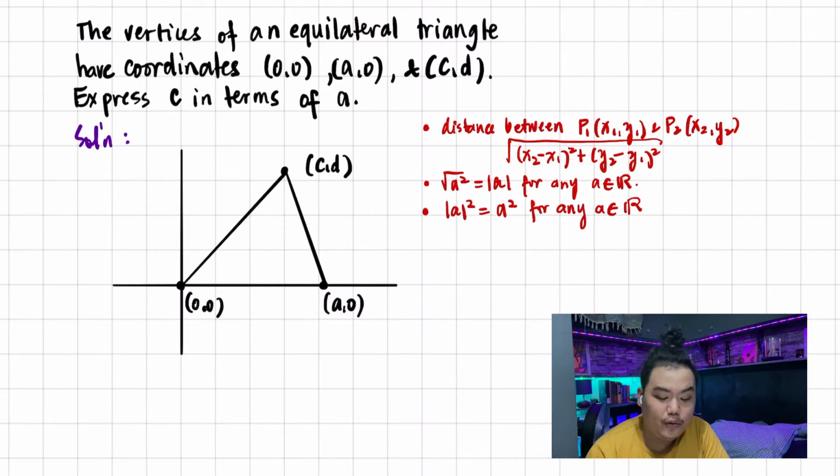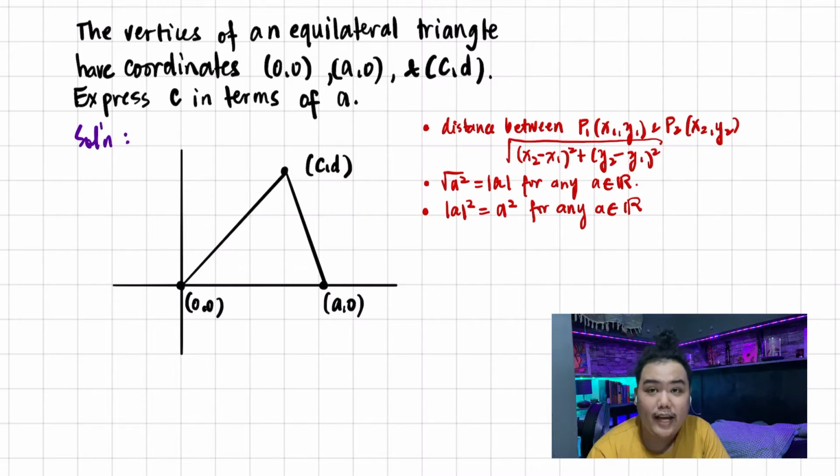If you have 2 points, P1, whose coordinates are (x1, y1), P2 whose coordinates are (x2, y2), then the distance between P1 and P2 can be calculated using the formula square root of (x2 minus x1) square plus (y2 minus y1) square. So this minus this square, this minus this square. Okay?